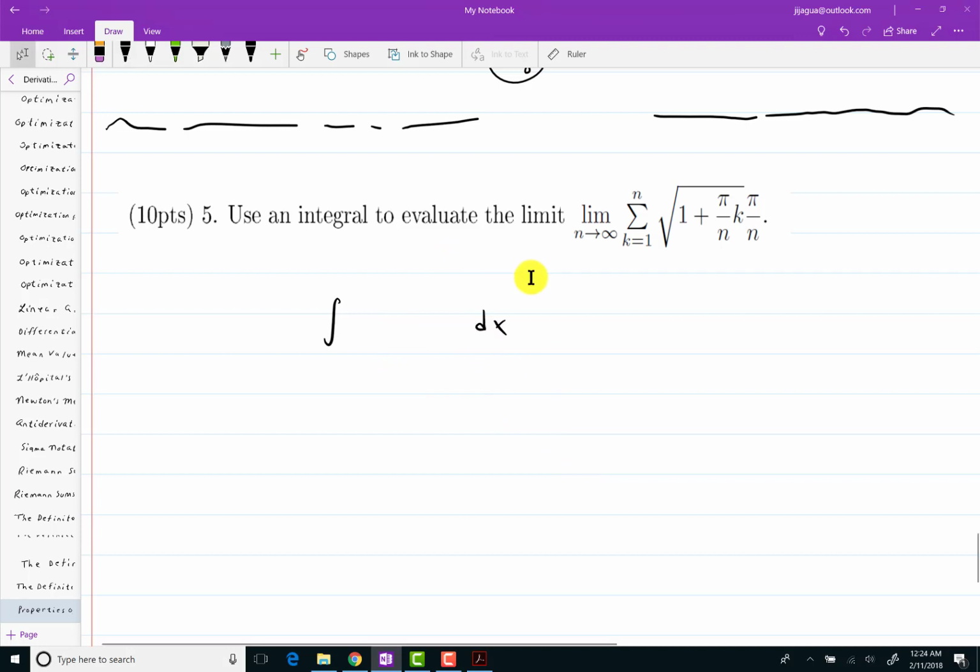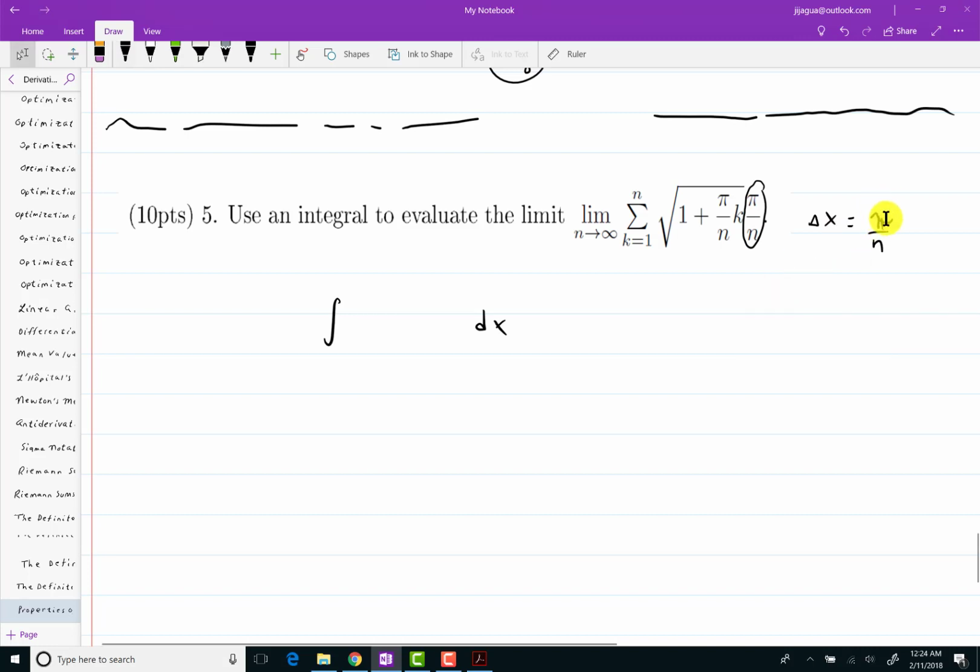So, what I need to know is, what are the values of x? What is the length of the interval? Where does it start? Where does it end? And let's take a look. One thing I've told students often is you can always find your dx here at the end. So you know when you're doing the sum, this part here, pi over n is delta x. So delta x equals pi over n.